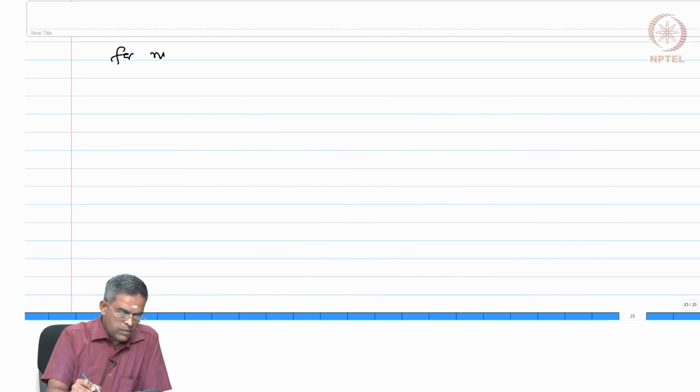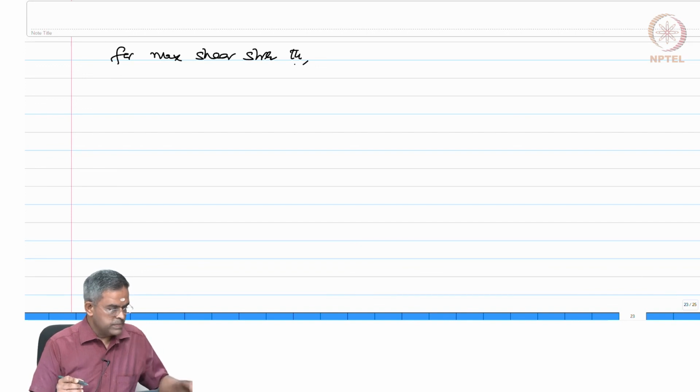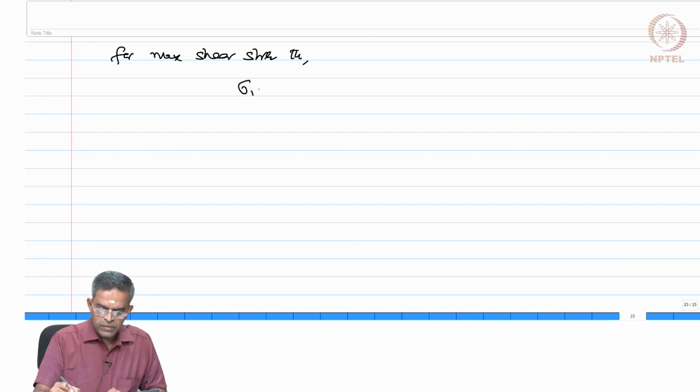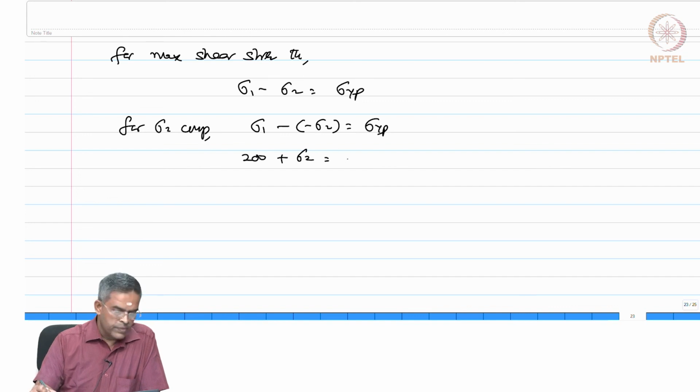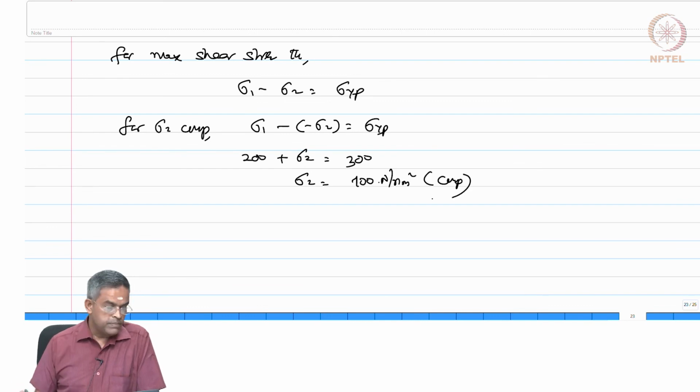For maximum shear stress theory, the governing equation is sigma 1 minus sigma 2 is sigma yp. So, for sigma 2 compressive, sigma 1 minus of minus sigma 2 is sigma yp. So, 200 plus sigma 2 is 300. So, sigma 2 is 100 Newton per mm square compressive. Okay.